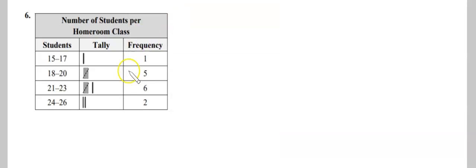Okay, so now we're going to use a whole new set of data and we're going to create a histogram or a bar graph, however you want to say it. So this particular set of data says the number of students per homeroom class. So my x-axis, which is my intervals, is going to represent the number of students, whereas my y-axis is going to represent the number of homerooms.